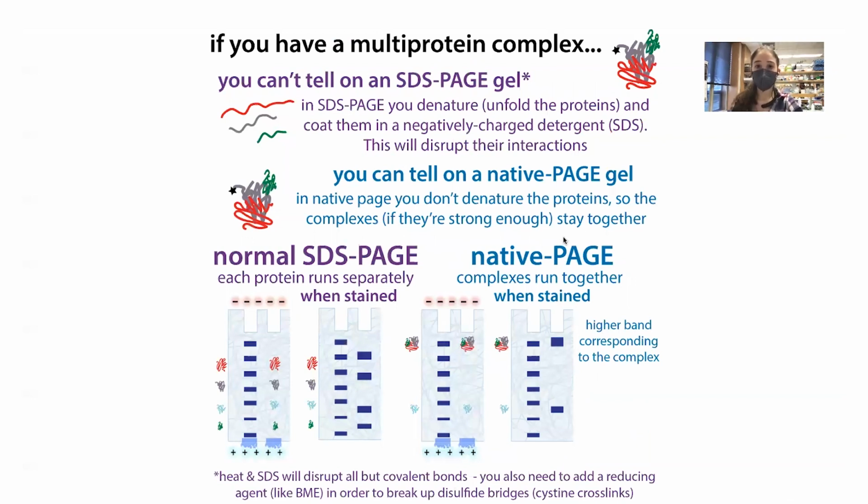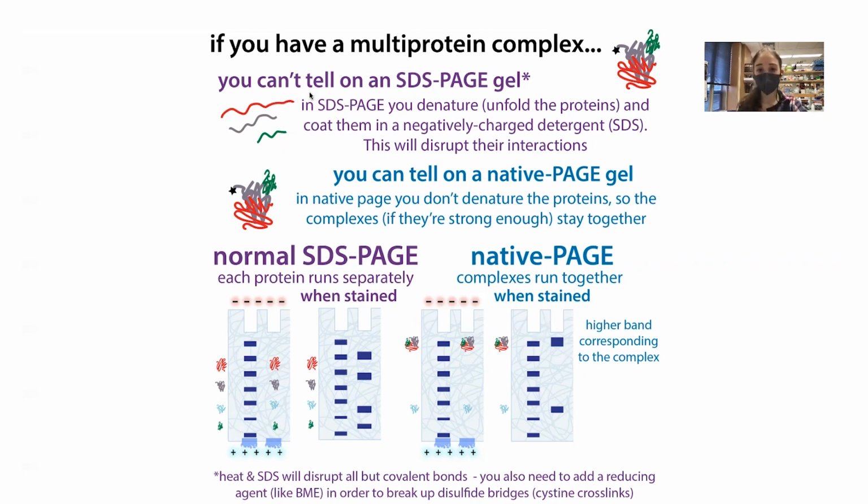Another method you could use is a native PAGE. With the normal SDS-PAGE, you're denaturing the proteins and you're coating them with this SDS detergent to keep them unfolded. And if you're unfolding these proteins, you're going to disrupt their interactions. If you don't unfold them, then you can run them as is. So the complexes, if they're strong enough, are going to stay together when you run this native PAGE. And then you can do things like Western blot or mass spec to see if they're actually bound together. You can look for the higher bands, that sort of thing.